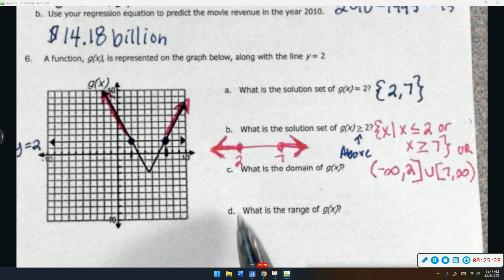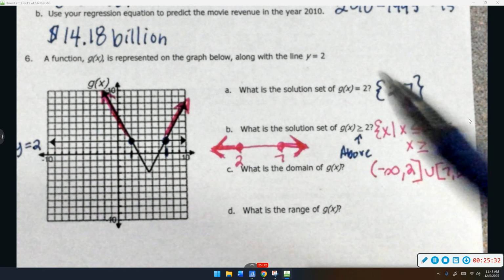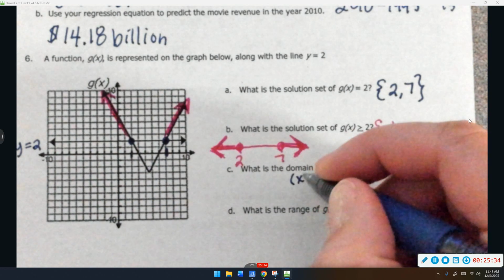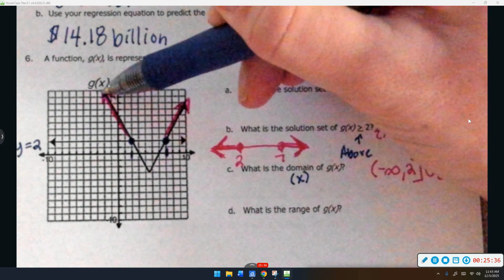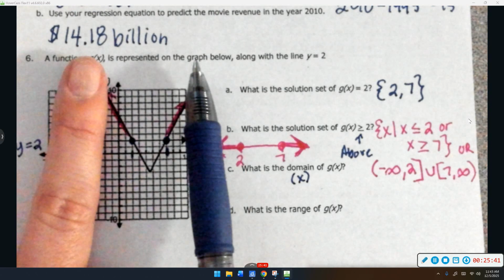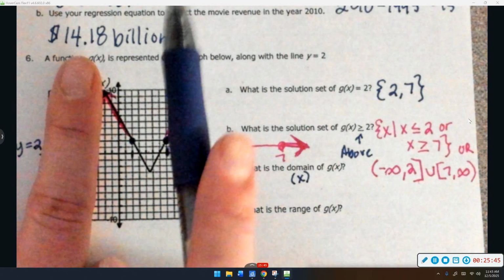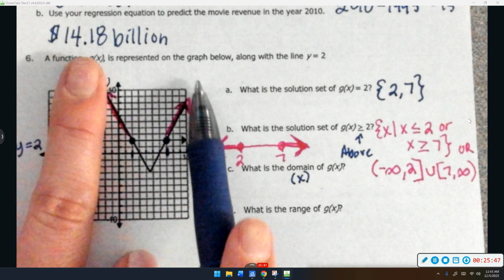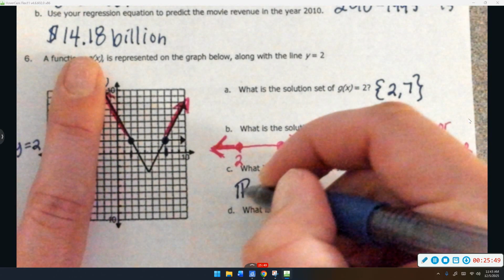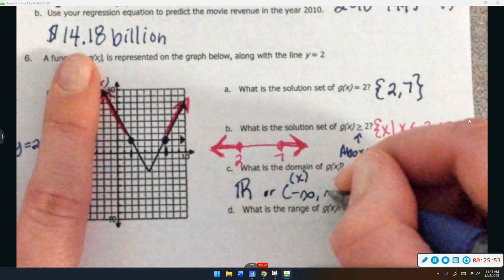Okay, now C and D are asking about just g of x itself. It says, what is the domain? So that just means, what are all the x values possible in this graph? Well, remember, this was a freebie. Look left to right. To the left, I run into an arrow. To the right, I run into an arrow. So that means all real numbers, or negative infinity to infinity.